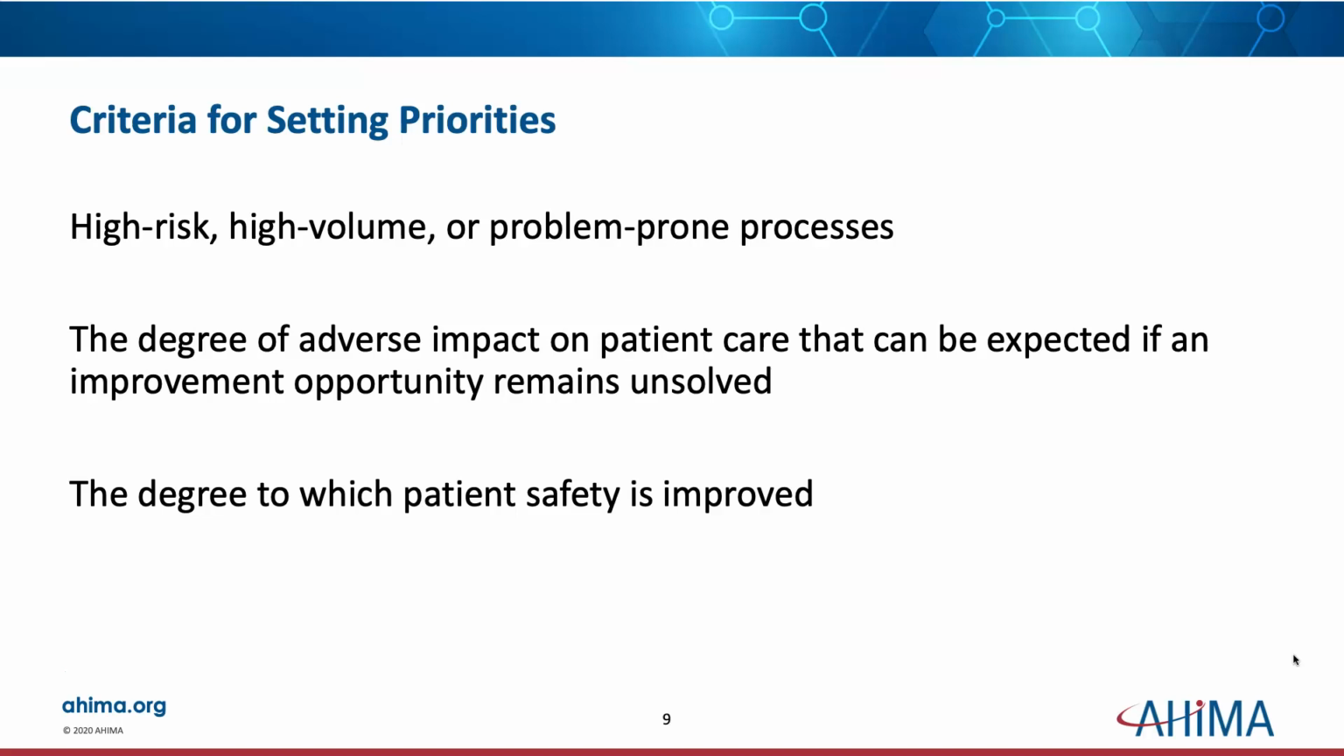So how do they set priorities? Well, typically they look at high risk, high volume, or problem prone. Those are the areas that you usually start with when it comes to quality management, because those are the biggest bang for your buck, so to speak. They're the 80-20. If you tackle the 20% that are causing 80% of your problems, you will have made significant improvements right there.